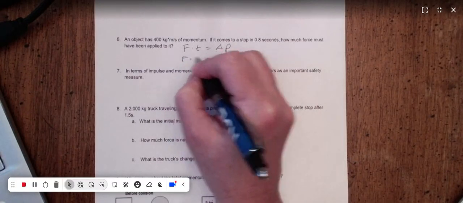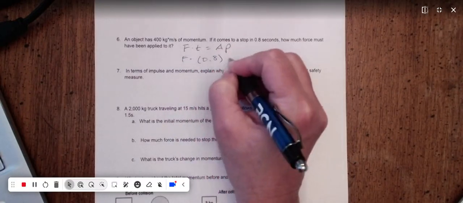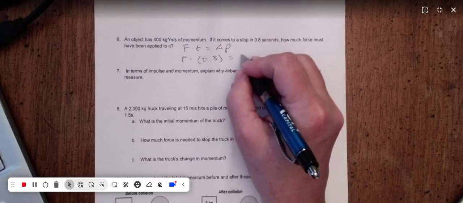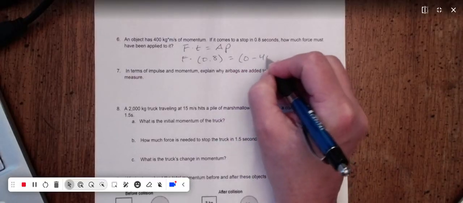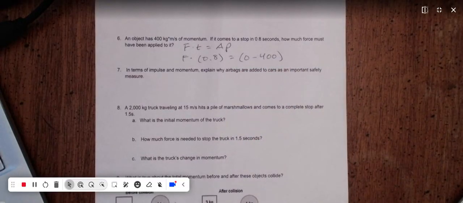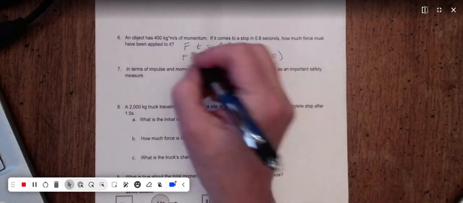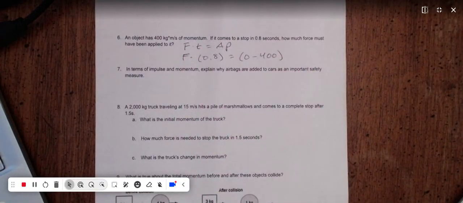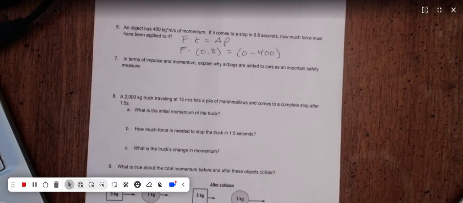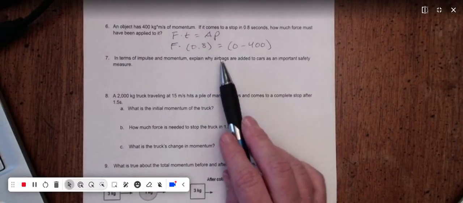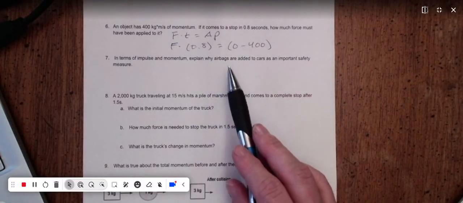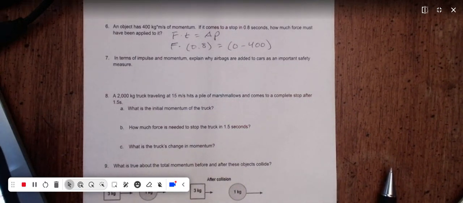So force times 0.8 seconds would be final 0 minus initial 400. That's my change in momentum, because it started at 400 and then it came to a stop. Okay, and then I just need to divide both sides by 0.8, because 0 minus 400 is minus 400. The minus is there because of the direction of the force.